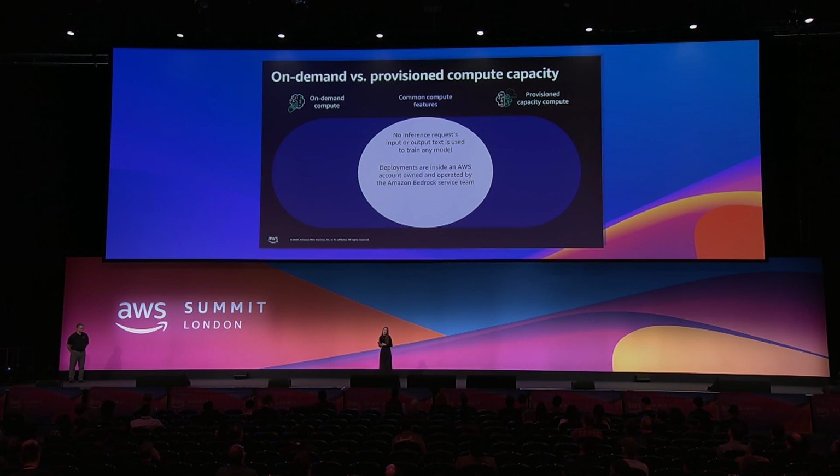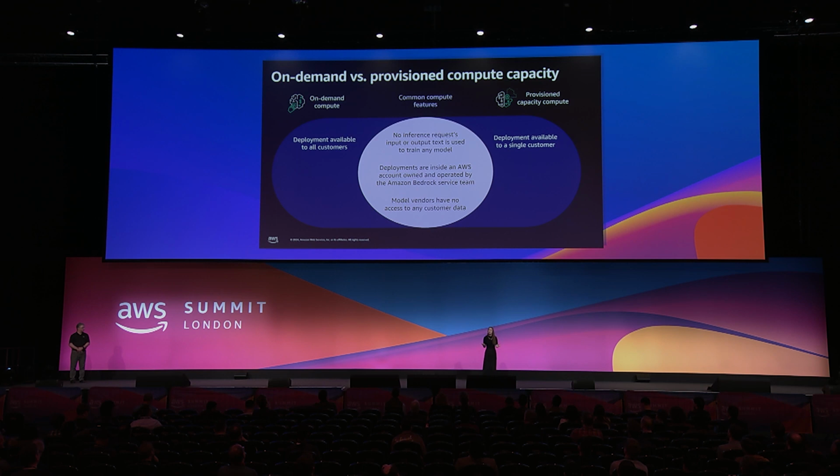Then all models available are going to be deployed and operated by the Amazon Bedrock service team inside AWS accounts that they own and operate. Now, what does this mean downstream? Well, no model vendors will have access to your customer data. So no matter which model you choose, from which vendor, independent of whether it's on-demand compute or provisioned capacity compute, your data is going to be treated in the exact same secure manner.